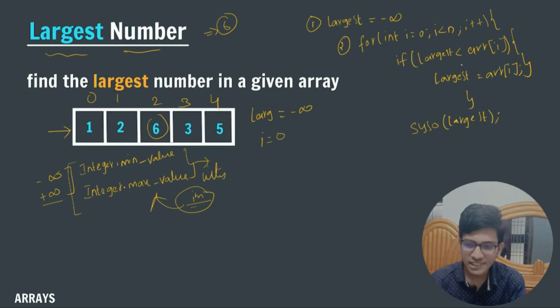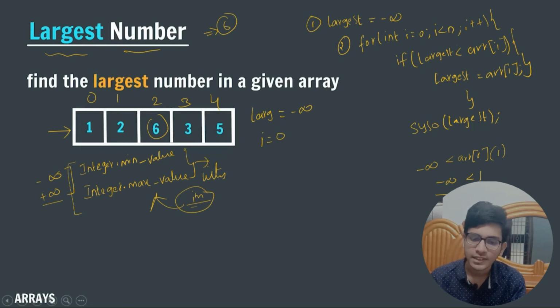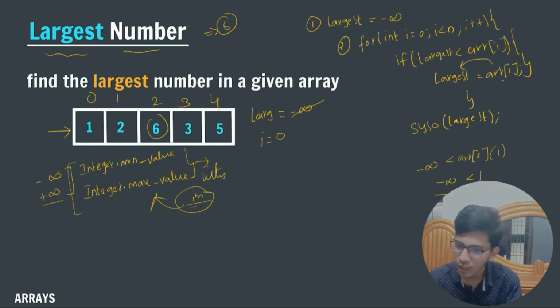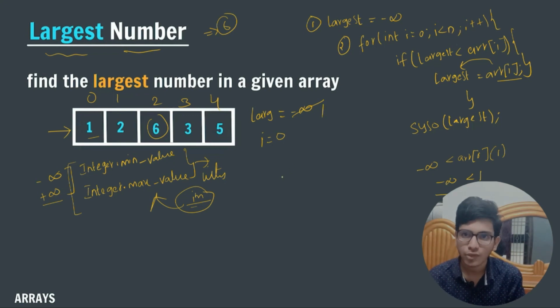You can see that largest, minus infinity, is less than arr[0], that is 1. So minus infinity less than 1? Yeah, absolutely true. If the condition is true, then change the value of largest by assigning the value of arr[0], which is 1. So minus infinity will get changed to 1. So now largest will become 1. After that i will be incremented by 1.